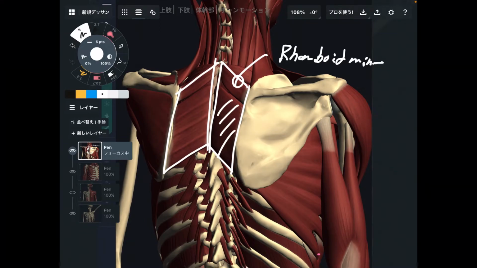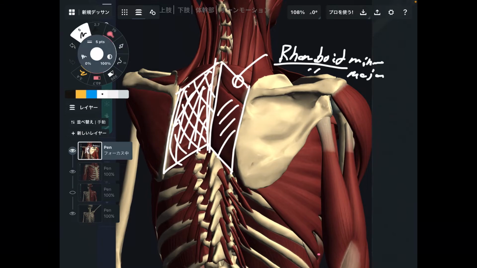And what about this big one? You can suggest its name. It is rhomboid major. Rhomboid minor and rhomboid major. However, I prefer treating this muscle as one muscle, that is rhomboid. Okay, there's no strict rule that you should separate rhomboid minor and rhomboid major or combine and name it rhomboid. I see this muscle as rhomboid.